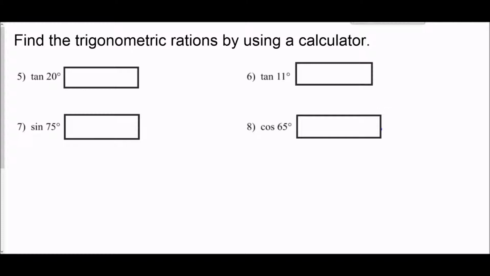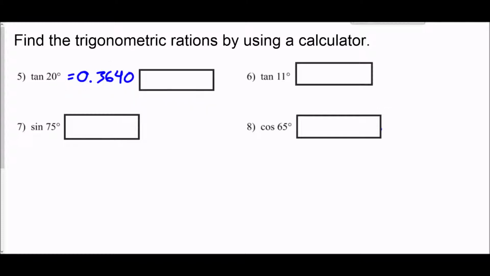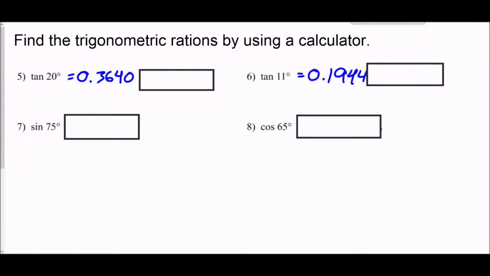But if you type in the tan of 20, the angle, the answer you should be getting is 0.3640, and the decimal continues on. I'm just going to round it to 4 decimal places. That's pretty typical in trigonometry. In your calculator, the tan of 11 degrees is 0.1944.